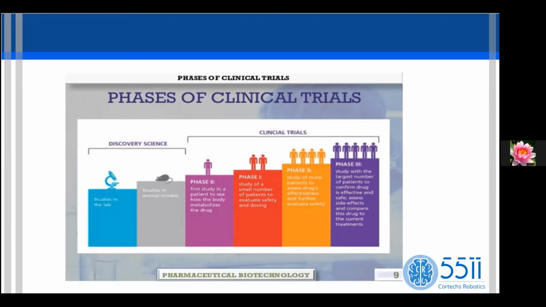I see here phase 0. I don't think it's just one patient. I've never seen that phase 0. I find that kind of interesting. Usually we go right into phase 1. Okay, so now we have a lot of data.